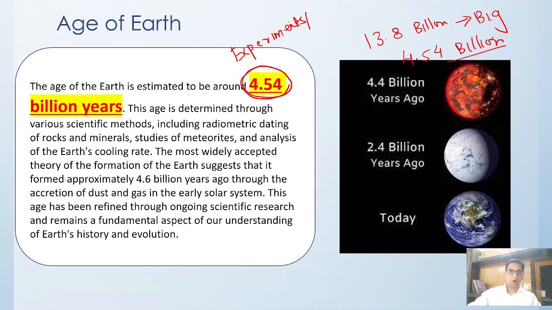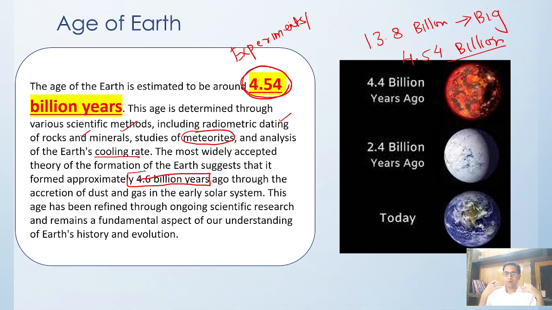Okay, so there are a lot of scientific measures through which we have identified this, like radiometric dating, rock and mineral dating, and meteorite study. A lot of meteorites keep falling into the Earth's atmosphere every day. Then Earth's cooling rate is also utilized in order to find out the age of Earth. So approximately it comes out to be 4.54 to 4.6 billion years. You can say around 30 to 40 million years here and there, because we are talking on a very, very large scale. So 20 to 40 million years is nothing on this scale.